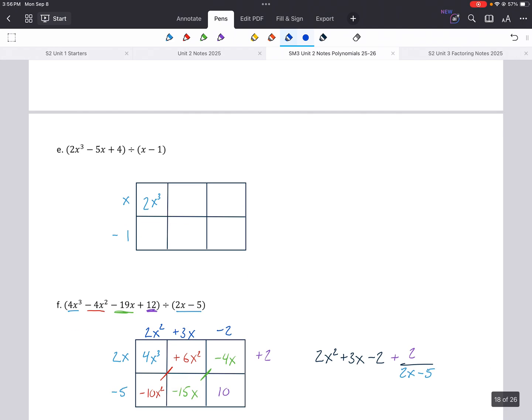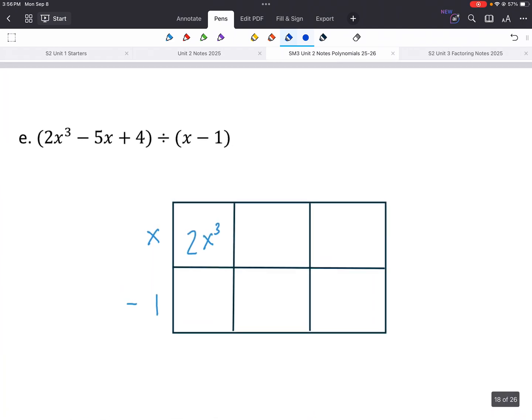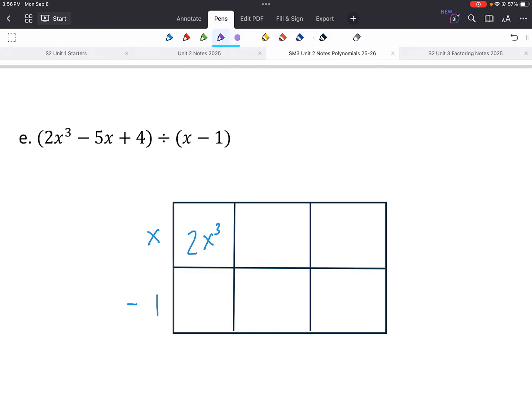All right. Let's go down, let's look at E. So again, always check and see if we're missing a term. What term is missing here? It's got to be our plus 0x squared. So if we want to rewrite it out, that might be helpful. Put in the stuff in the box and your divisor on the right side. And then we'll just go through that, okay?